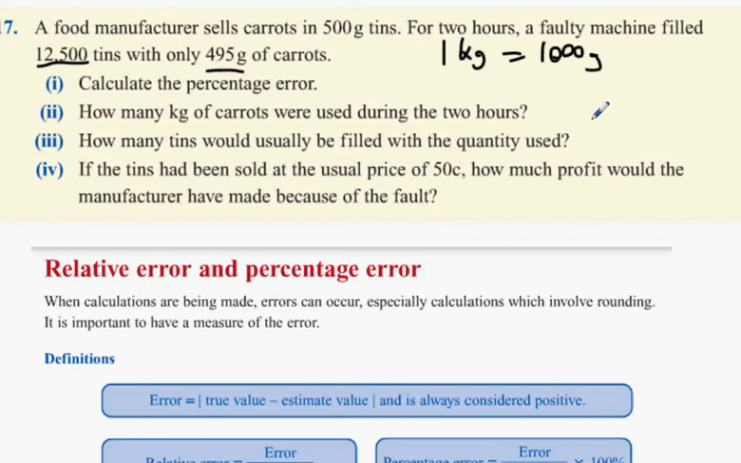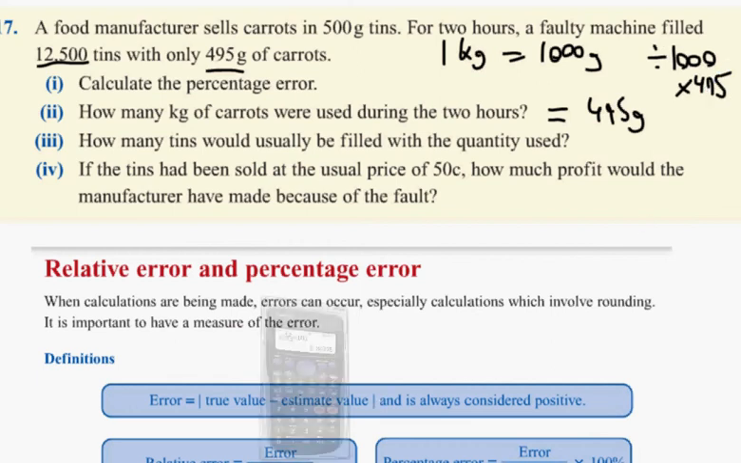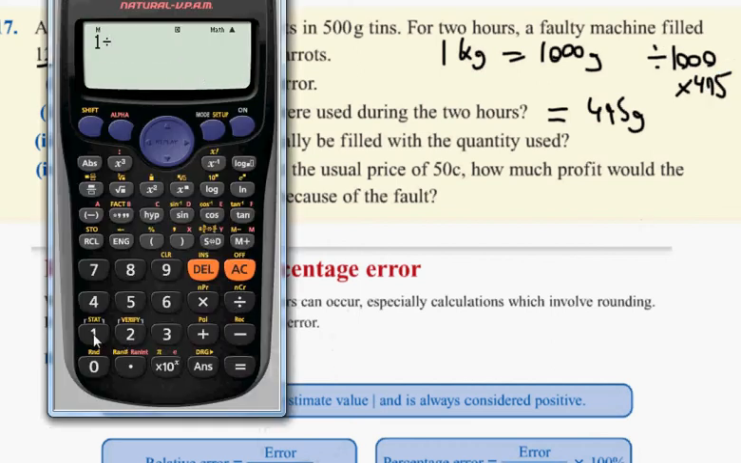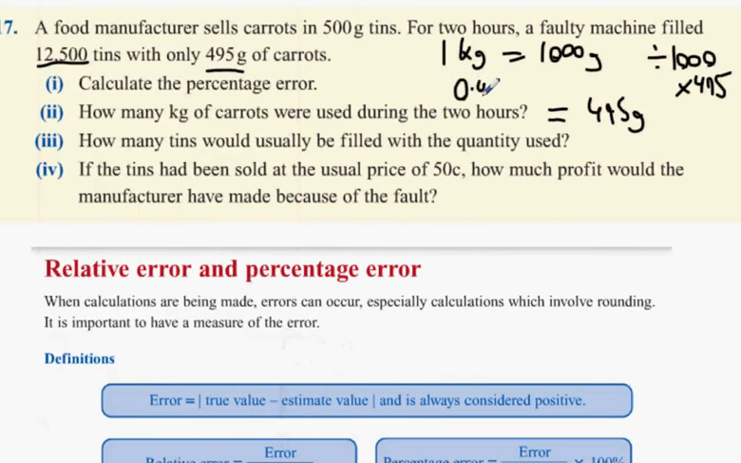What I suggest you do is turn 1,000 grams into 495 grams. So you get the number 1, you divide it by 1,000, and you multiply it by 495. Should it be a number bigger than 1 or smaller than 1? Should be smaller, okay? So you get 0.495 kilograms.